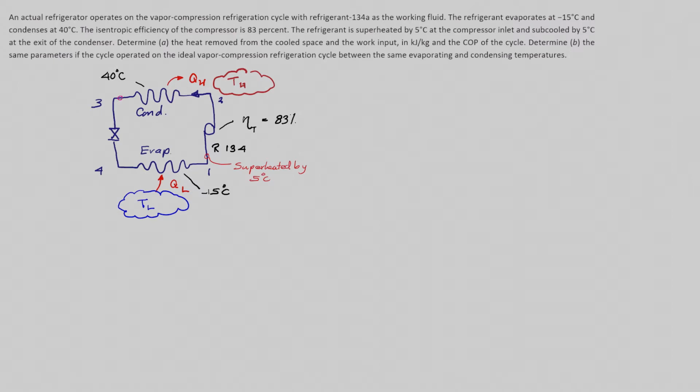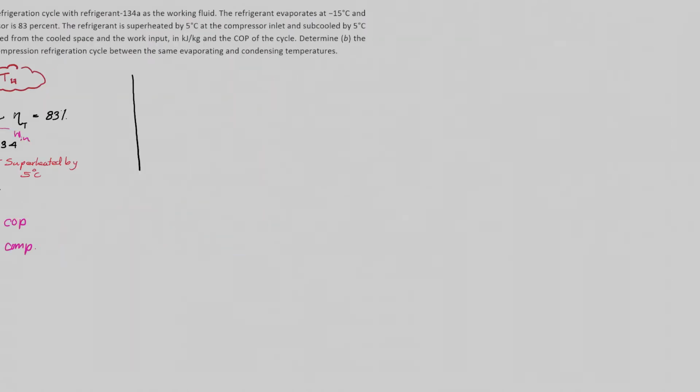We are asked to calculate q_L, w_in in kilojoules per kilogram terms. That means we have to find lowercase q_L and lowercase w_in, and we have to find the coefficient of performance. In part B we have to calculate the same parameters but for an ideal refrigeration system. Let's try to draw the T-S diagrams for these two refrigeration systems.